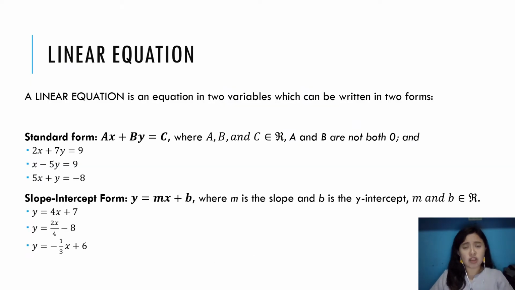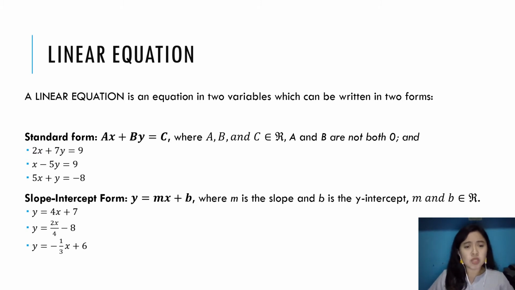So before we start, let us first review what a linear equation is. A linear equation is an equation in two variables which can be written in two forms. The first form is the standard form, which we know as ax plus by is equal to c, where a, b, and c are elements of real numbers, and a and b are not both 0.